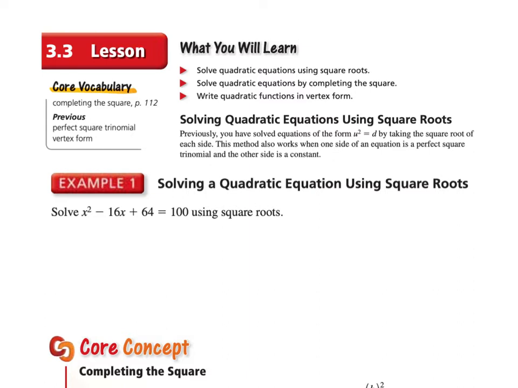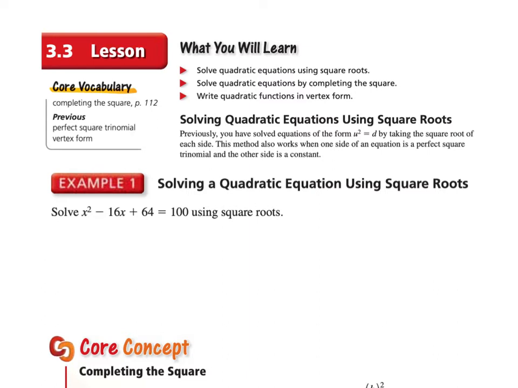So previously, we've solved equations in the form of some value squared equals d by taking the square root of each side. This method also works when one side of an equation is a perfect square trinomial and the other side is a constant. So let's take a look.